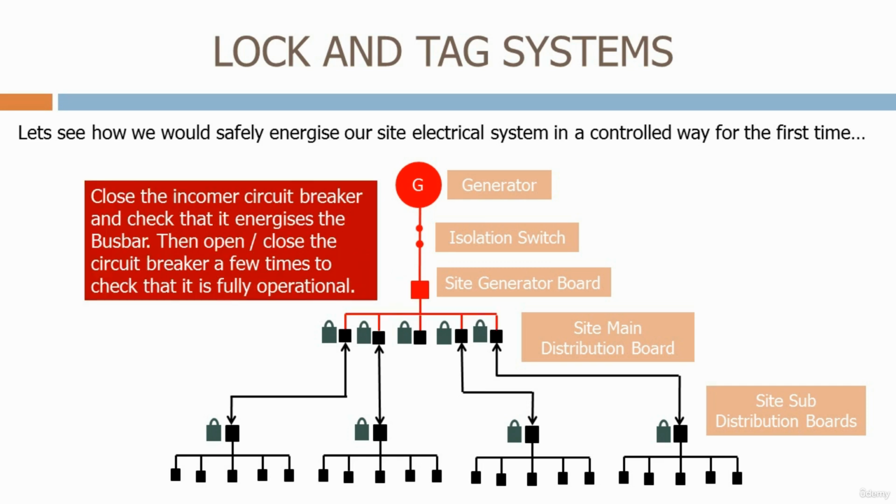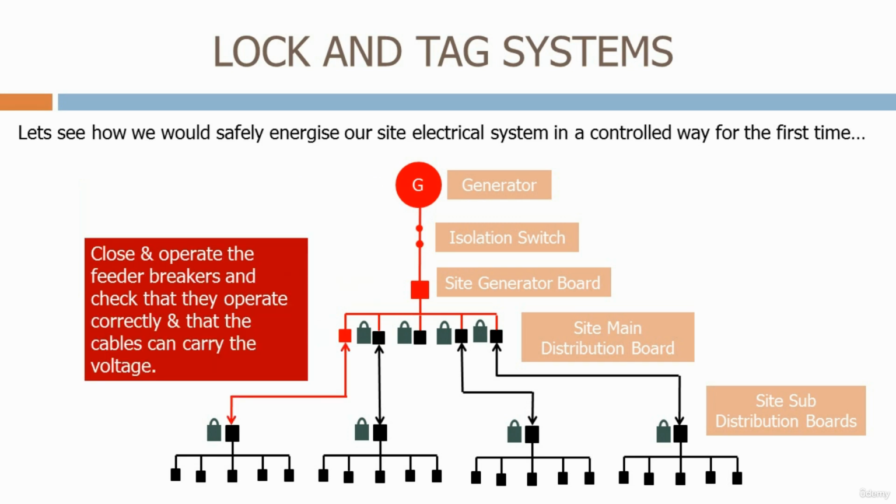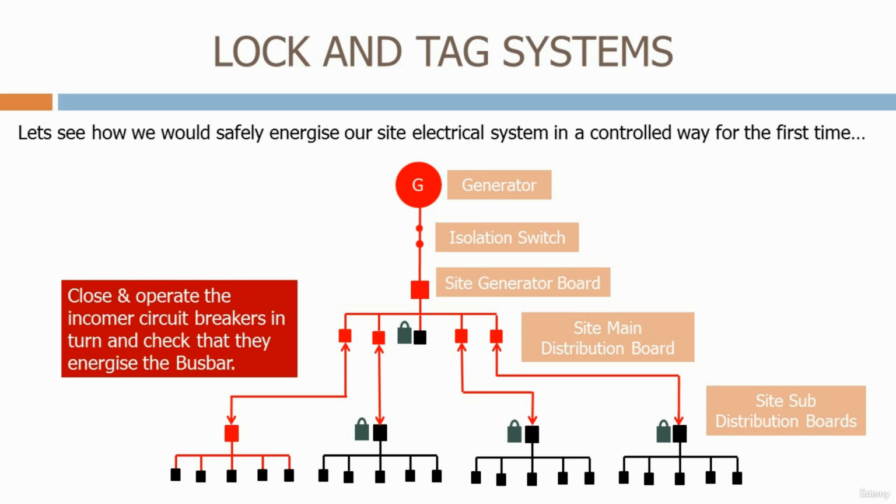Next, we close the incomer circuit breaker and check that it energizes the bus bar. Then, open and close the circuit breaker a few times to check that it's fully operational. We then close and operate the feeder breakers and check that they operate correctly and that the cables can carry the voltage. Finally, we close and operate the incomer circuit breakers in turn and check that they energize the bus bars. Once the system's fully energized, we then lock and isolate all unused equipment for the final configuration.